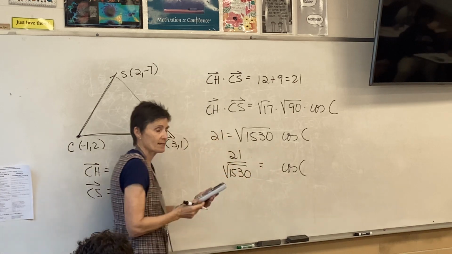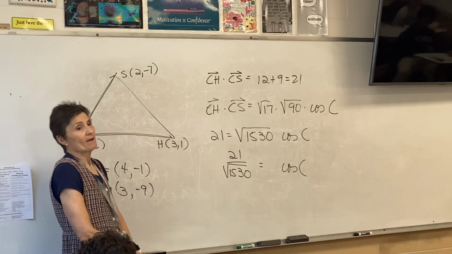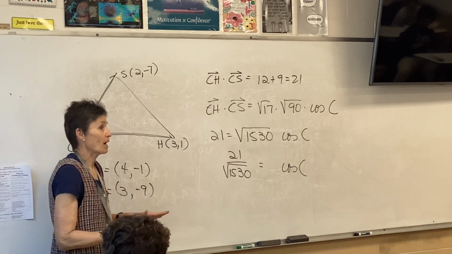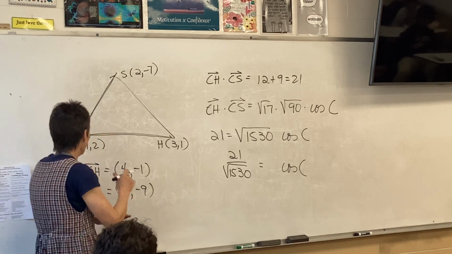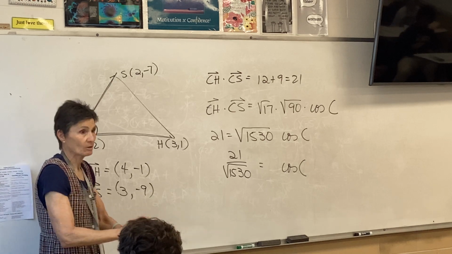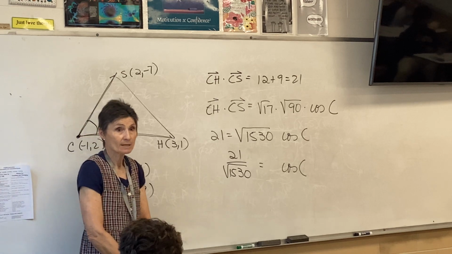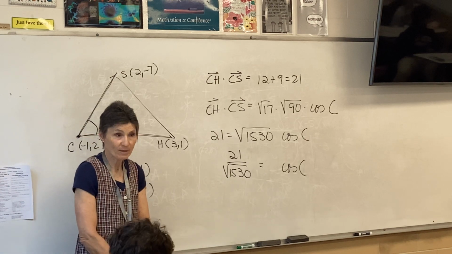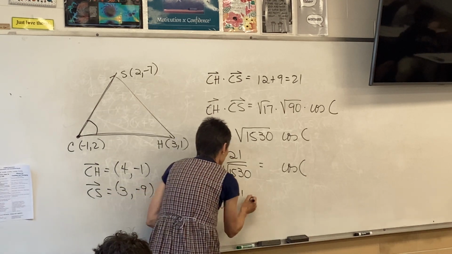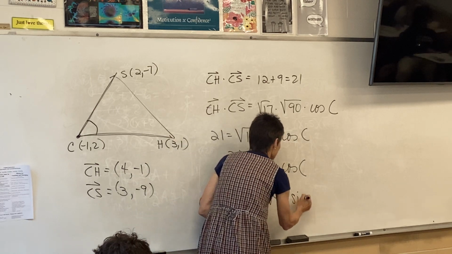Now, you did that on a test or quiz or something. Does that look vaguely familiar to you? To find the angle between two vectors, we can use the dot product. Now, that wasn't my job. My job was to find the area. But once I know the angle, I can find the area by doing 1/2 side, side, sine. Remember that? So my area is going to be 1/2 times root 17 times root 90 times the sine of angle C.